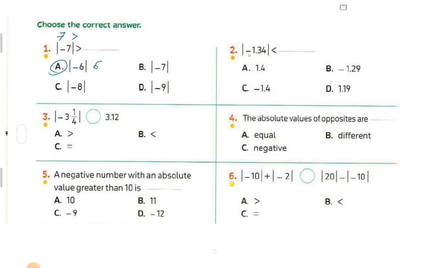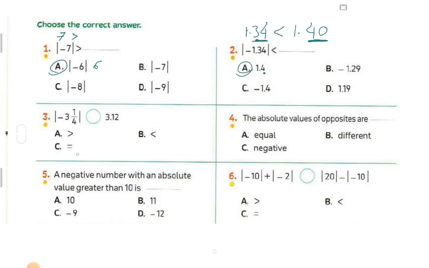Okay. Next, 2. Absolute value of negative 1.34 equals 1.34 without the negative. Less than 1.4. 1.4 has the same whole number 1, and we have 3 tenths here and 4 tenths there. Yes, 4 tenths is greater than 3 tenths. Or 40 hundredths and 34 hundredths. Yes, 40 hundredths is greater than 34 hundredths.